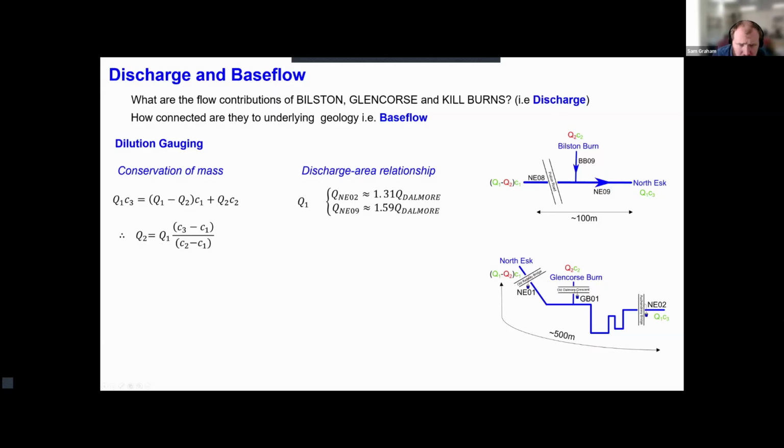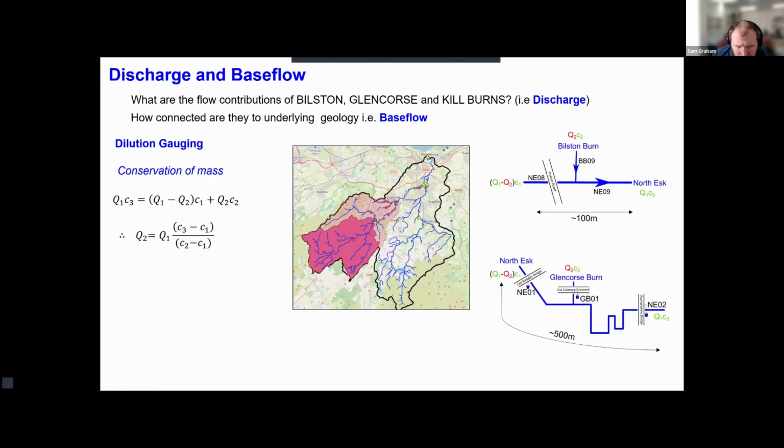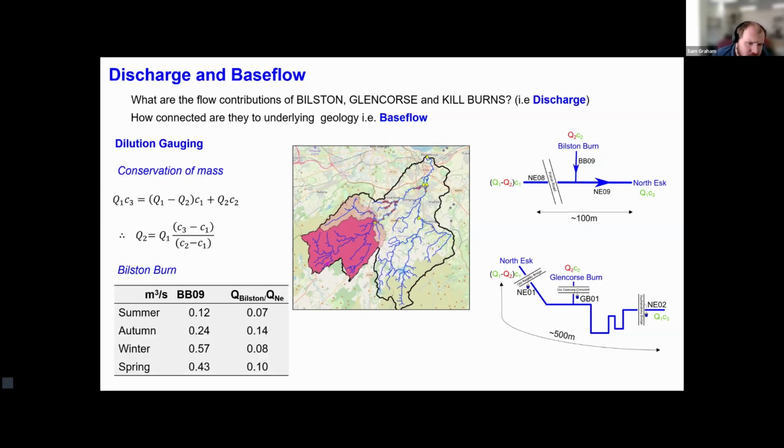And these are the scaled discharge relationships. The solid pink is the area we used, and the pale pink is the catchment that we're predicting. Two cases there for you. When we run this, we can do this on a seasonal basis, and BB09 is effectively just the downstream Bilston burn gauging point that we did in the baseline study.